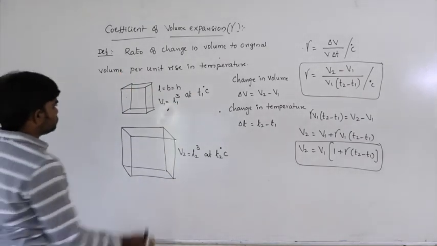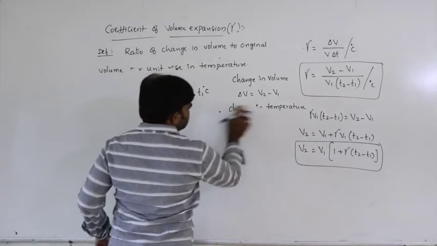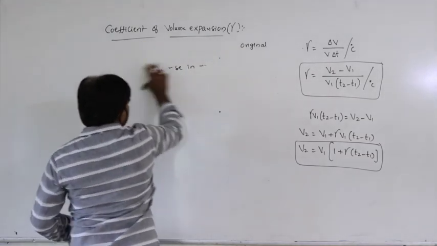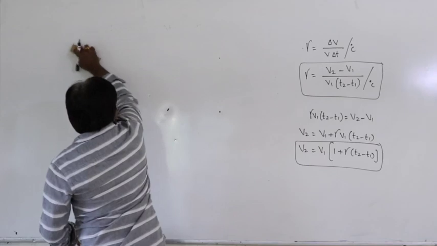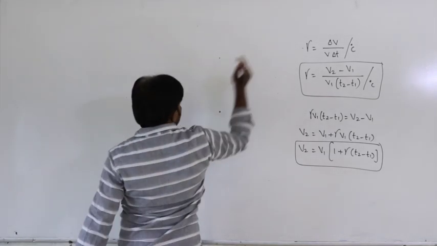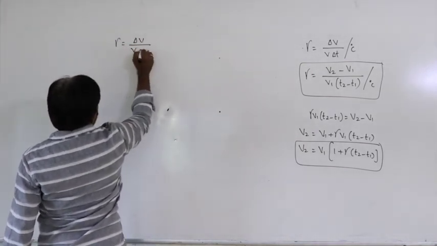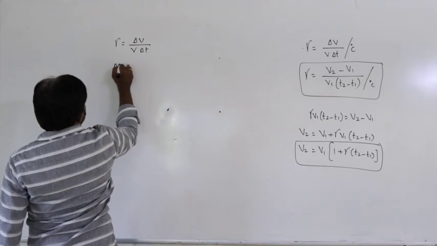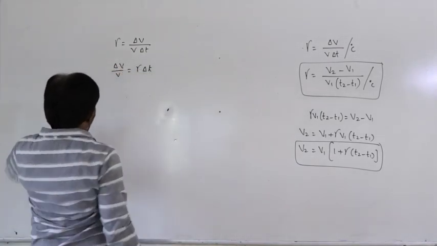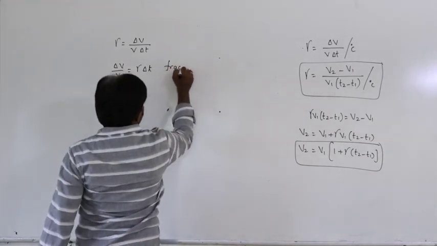Now from this formula, gamma is equal to delta V by V delta T. So from this, delta V by V is equal to gamma delta T. So here delta V by V is nothing but the fractional change in volume.